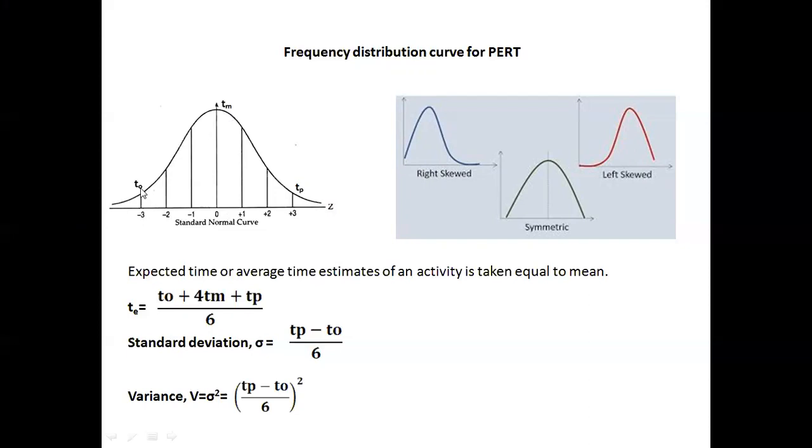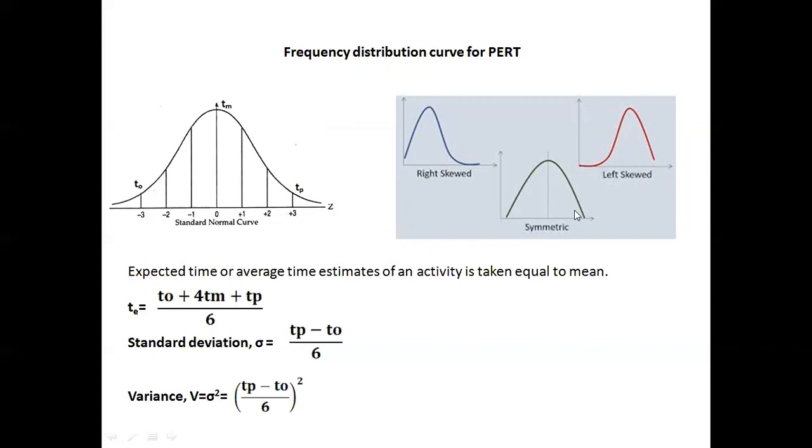That is, the optimistic time and pessimistic time are considered as the two extremities with a 3 sigma limit, plus 3 and minus 3 sigma limit. The most likely time need not be at the center. It may or may not be at the center. It may be skewed right, or skewed left, or it may be symmetric also.